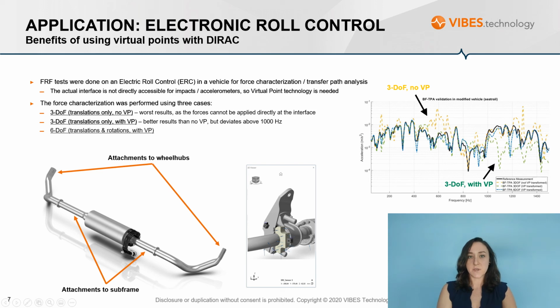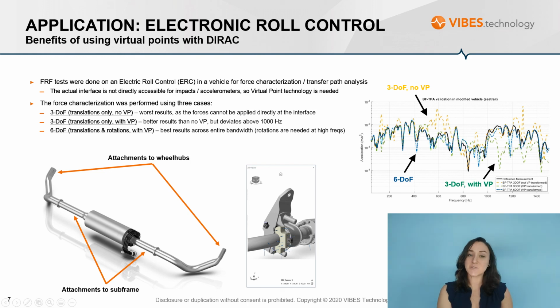However, if I go to the 3 degree of freedom case where I'm using virtual point transformation, you can see that the results are generally improved a little bit from the first case. So I have less noise. However, some of the results at the higher frequencies aren't as good as I'd like them to be. This is where if we go to the 6 degree of freedom case, we see we get the best results across the entire bandwidth. So this kind of shows the importance of including rotations, especially as we go to those higher frequencies.